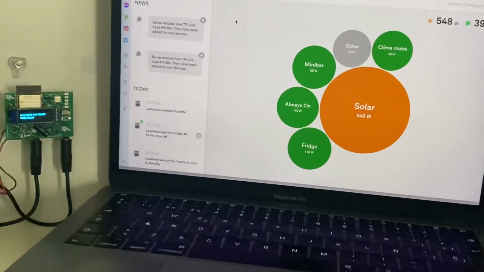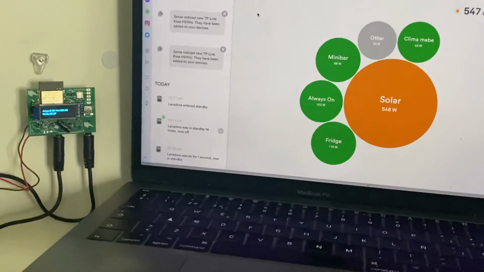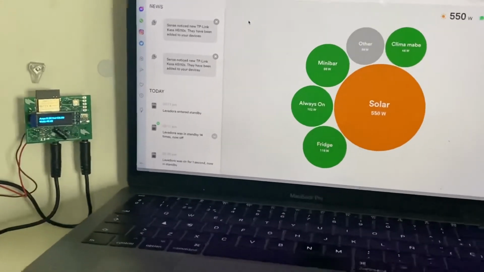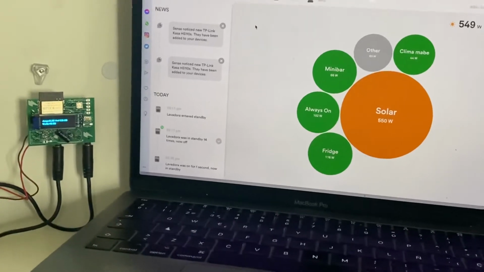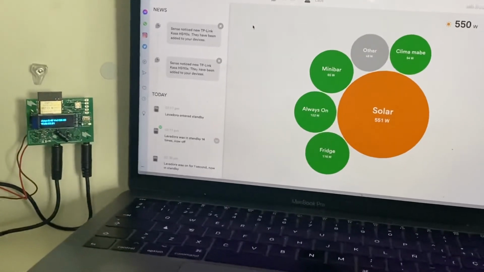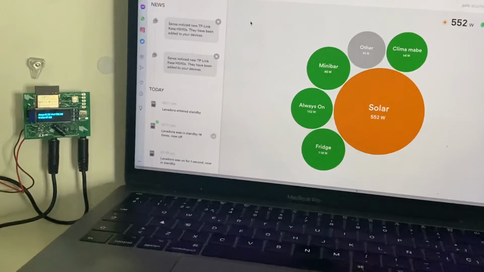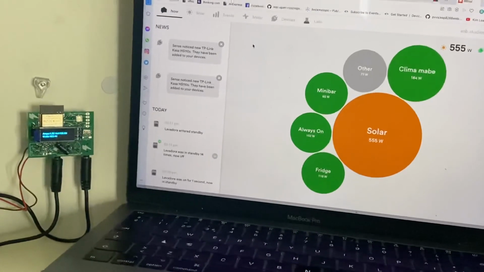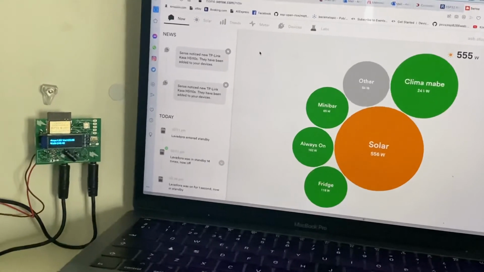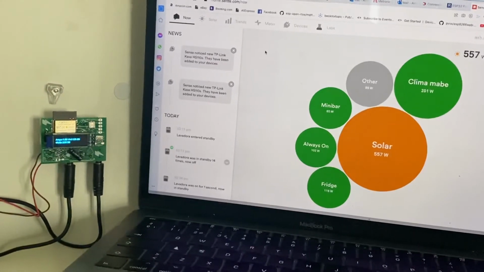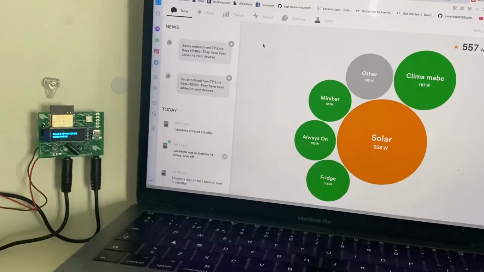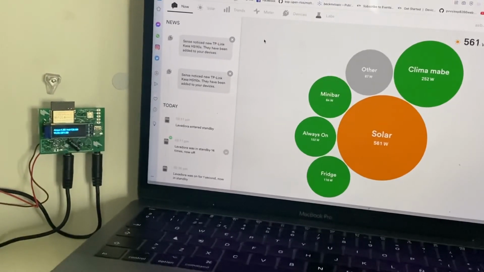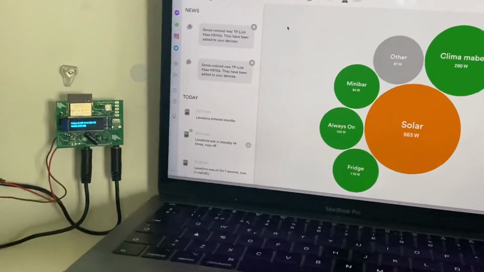So it's a problem for the Sense algorithm to identify exactly the device and what the device is consuming. So it's taking some time to... All right, there we go. It's now starting to cool down the room.